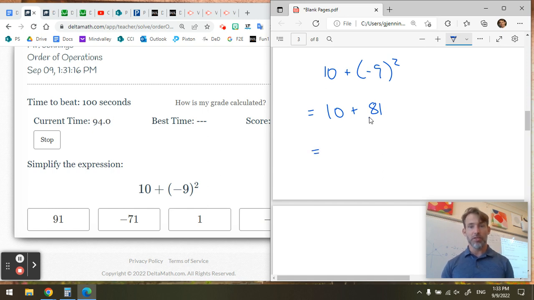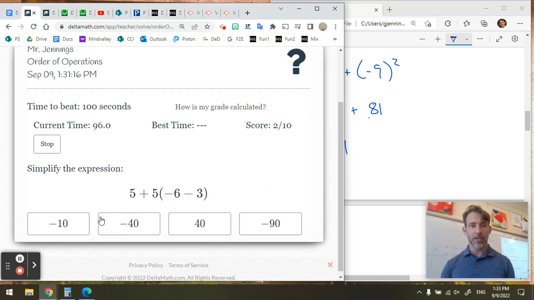Negative times a negative is a positive, so this one will be 91. There's the answer. And then when you get to the point where you can do these in your head, here I have to do the subtraction first, then the multiplication, and then finally the addition. The reason I do the subtraction first is because it's in brackets.